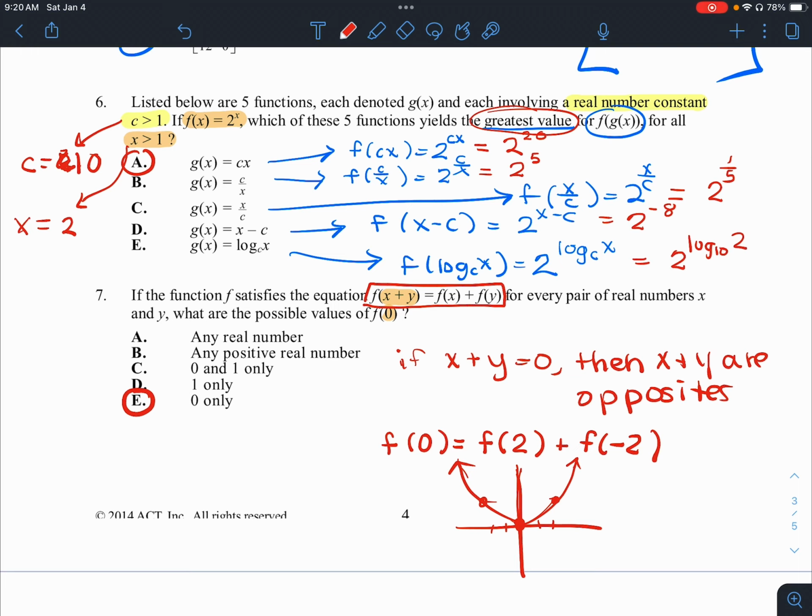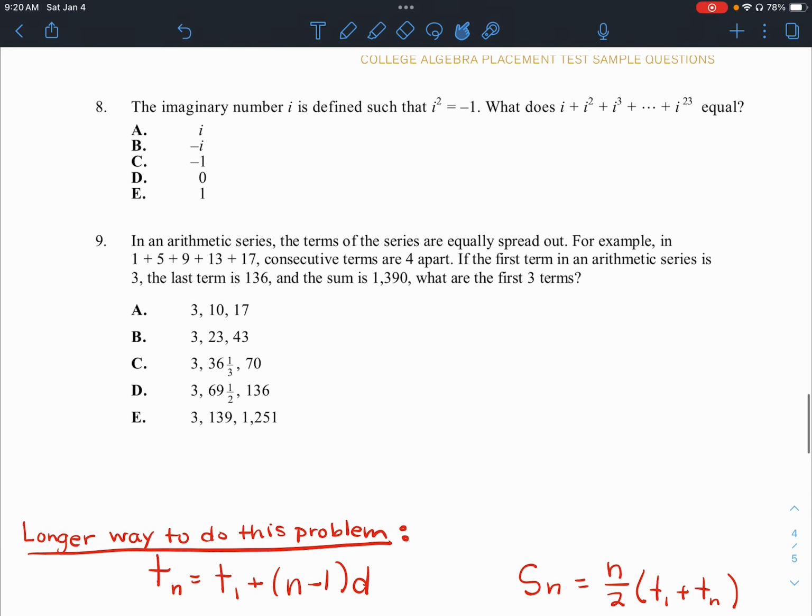For every pair of real numbers x and y, what are the possible values of f of 0? Okay, I think knowing those have to be opposites, combining them together, it needs to be kind of symmetrical about the y-axis, so when they get added together, your value is 0. Okay, that is a tricky one. We're going to move on just like we do on the ACT when things get difficult. Don't spend too much time on any one question.